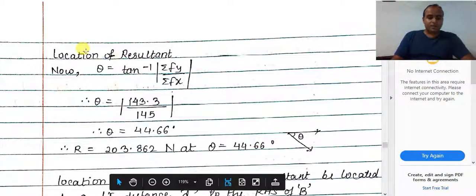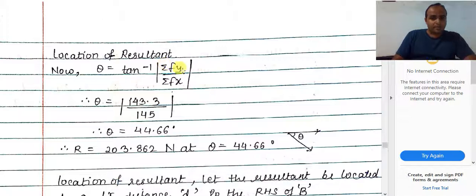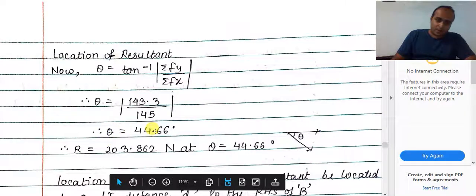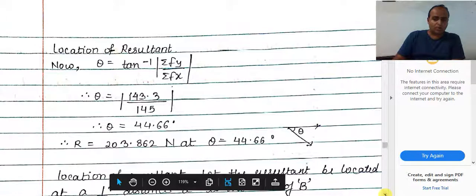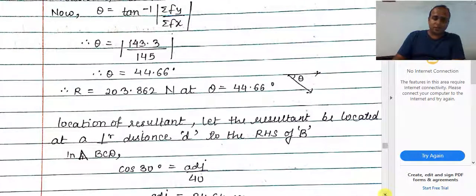Determination of direction of resultant. So theta is equal to tan inverse of summation Fy divided by summation Fx. Theta is equal to this. So value of theta comes out to this much. So therefore R is equal to 203.862 Newton at theta is equal to 44.66 degrees towards the fourth quadrant. Till here, every step will be giving you 1 mark. So the problem till here gives you 4 marks.